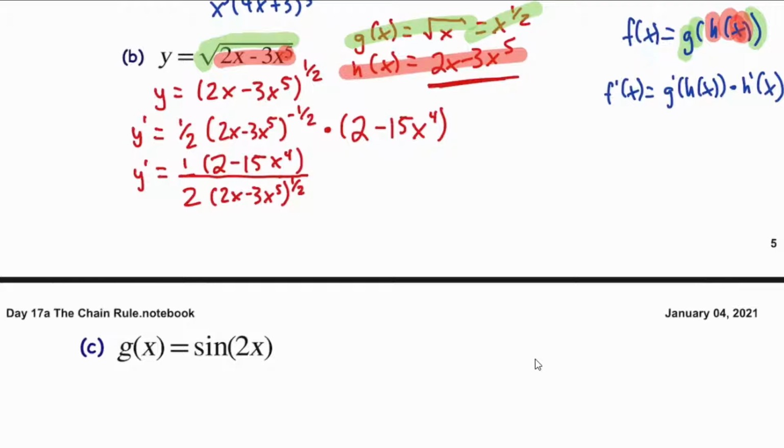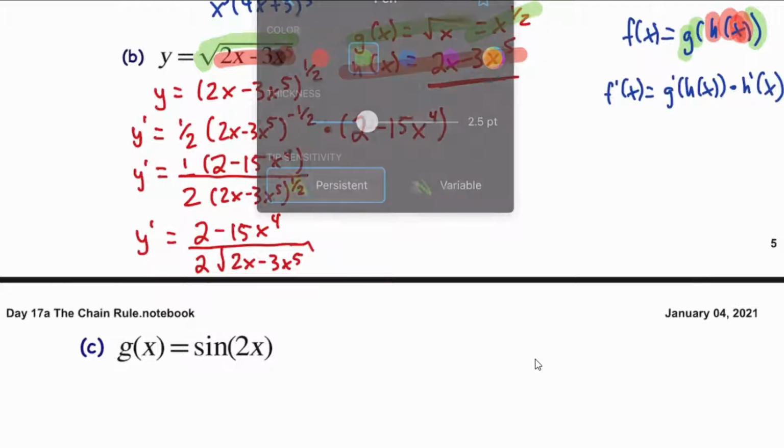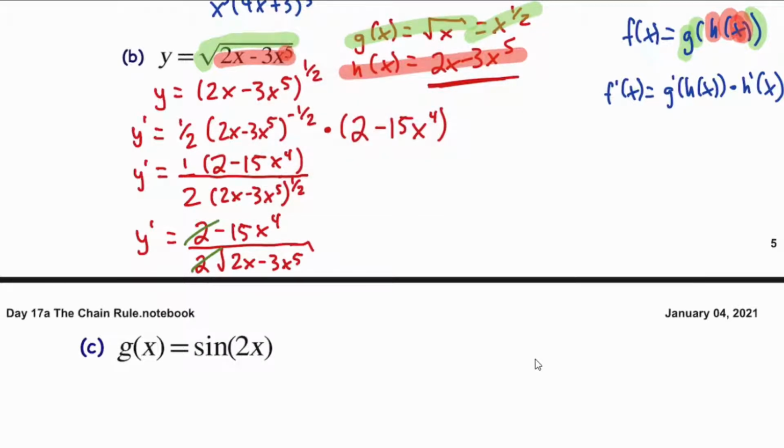We can rewrite this once again. y prime is equal to 2 minus 15x to the power of 4 over 2 square root of 2x minus 3x to the power of 5. And then I can just cancel out these 2's. No, I can't do that.